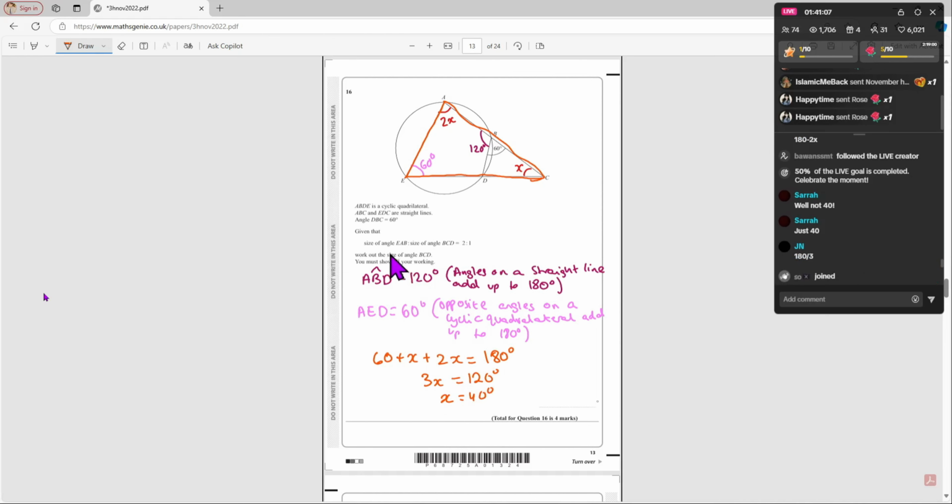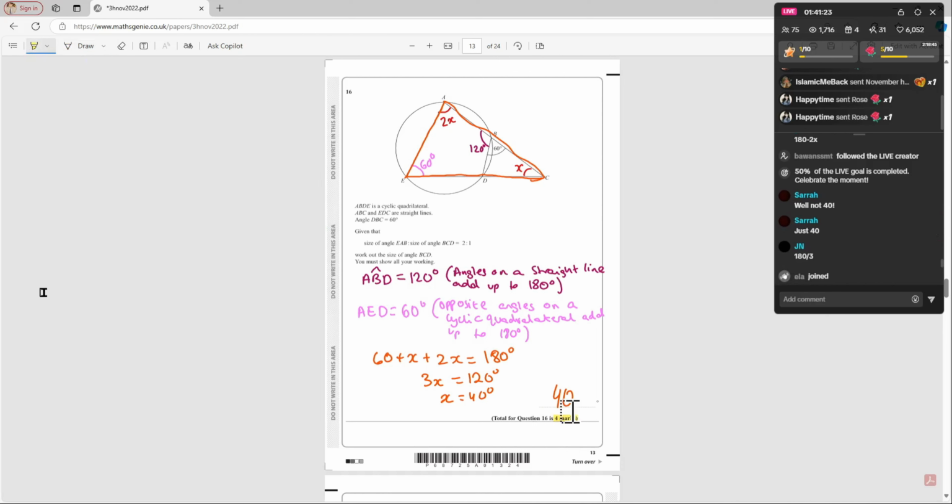And then our final answer is to work out the size of angle BCD. And BCD is equal to x, meaning that this is going to be 40 degrees. And that is going to be your answer. Easy for marks, guys. You just need to know your angle rules, your circle theorems, and then you're good to go. Well done, guys, for getting that correct.